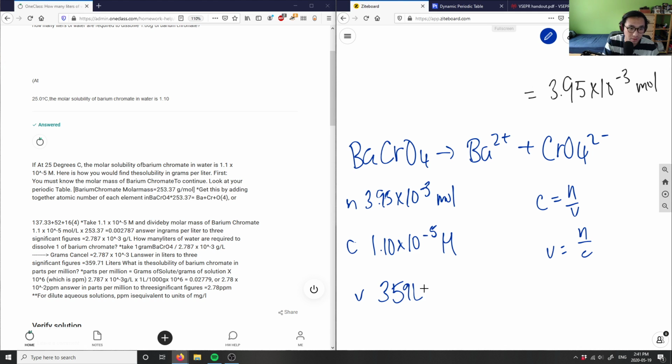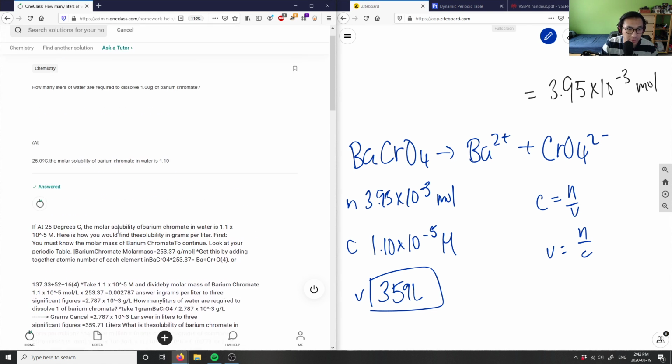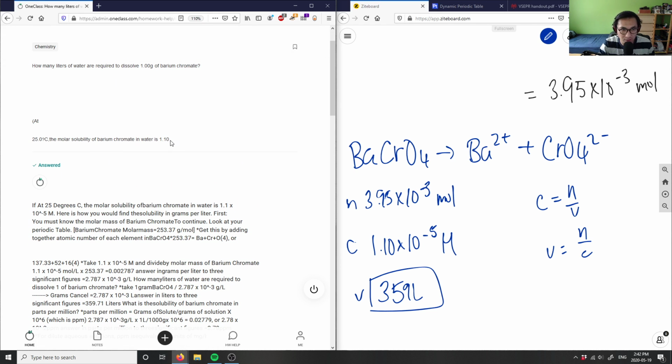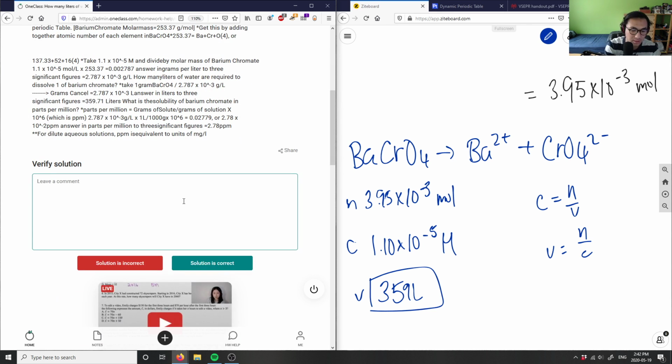359 liters here. As you can see, this answer in liters to 3 significant digits is 359, so I will round it to 359 liters. So this solution here is correct, and I believe they have 359 as well. But the question was cut off, so I couldn't actually see what the 1.1 times 10 to the negative 5 is. So I'm going to say the solution is correct, but the question is missing information.